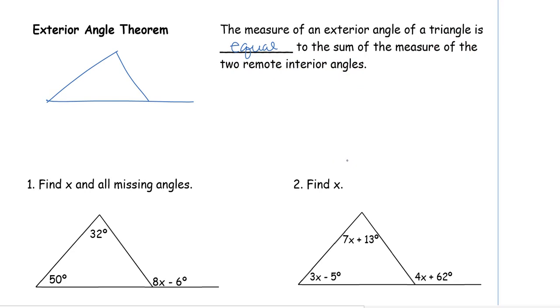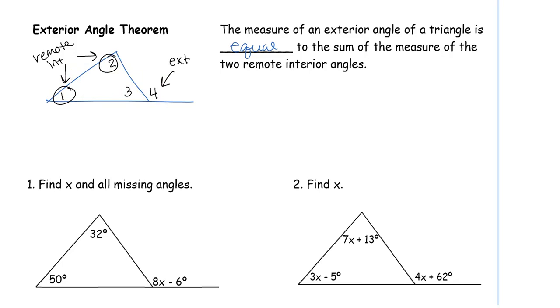So we have 4 angles in our diagram. 1, 2, 3, 4. This is the only angle outside of the triangle, so this is going to be the exterior angle. These two are going to be the remote interior. The remote, because think about a remote island, they're the two that are off by themselves. 3 is right next to 4.